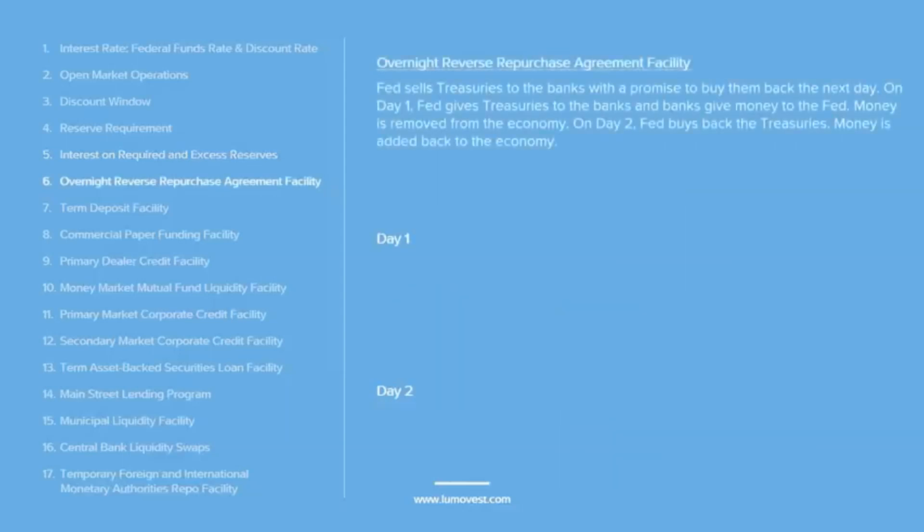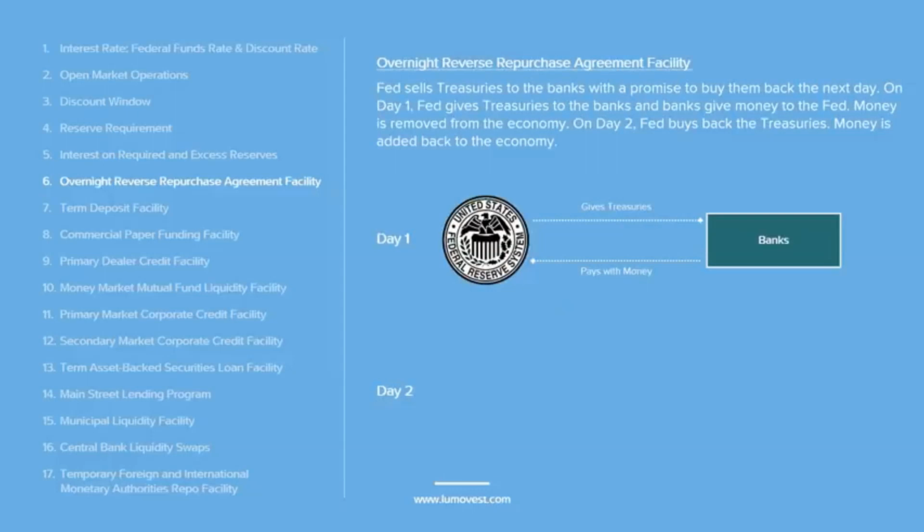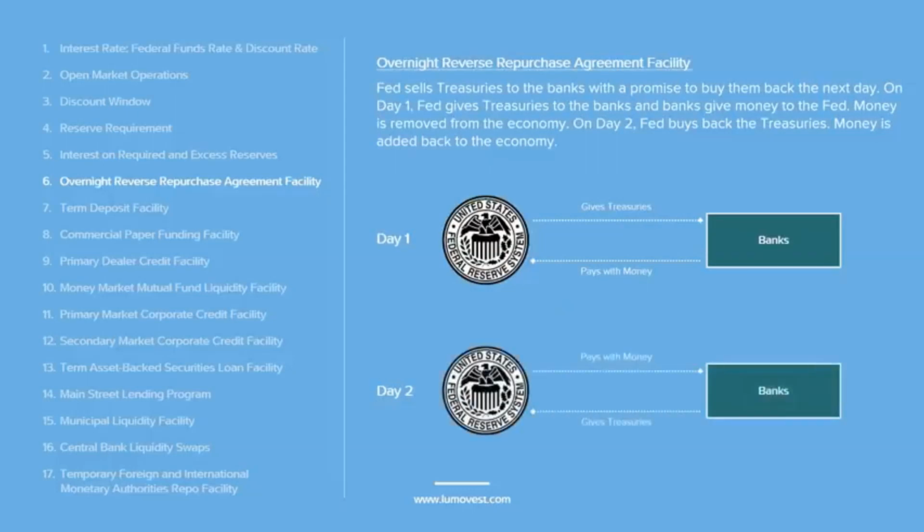The Overnight Reserve Repurchase Agreement Facility is a tool that allows the Fed to sell treasuries to the bank with a promise to buy them back the next day. So the Fed is giving the banks treasuries, and the banks are giving the Fed money. This reduces money supply in the economy.